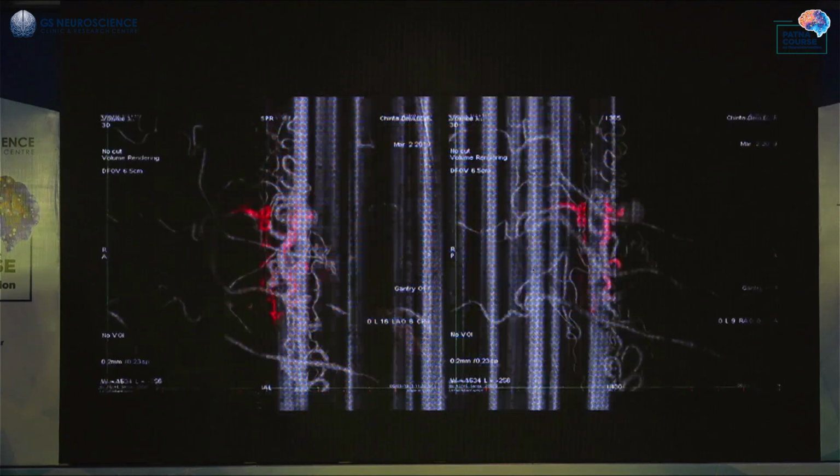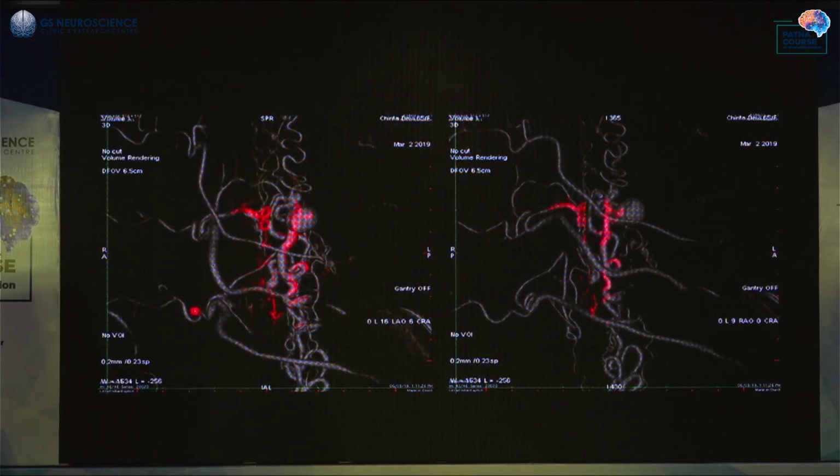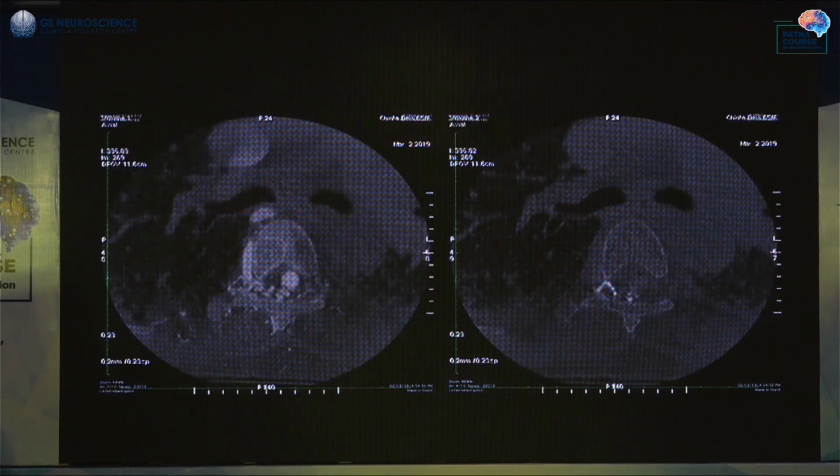So the moment this is done, you do a repeat 3D and you demonstrate that you have disconnected the fistula, and at the same time, your glue has only gone up to the entry point of this particular stage. So the red thing is glue, and the rest of it is the fistula. Over the next few weeks, this entire thing will collapse, and the compressive myelopathy will go off.